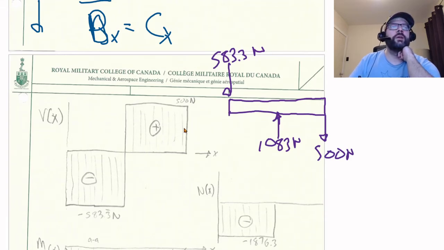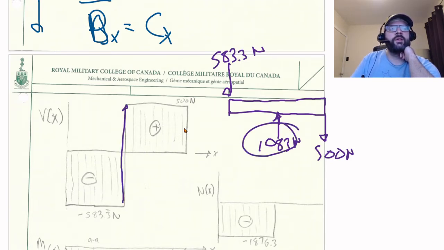So again, for a shear diagram, we start out with a negative 583 newtons. That continues for the first 300 millimeters, and then it jumps up when that 1083 newtons gets applied, up to 500 newtons, and that stays constant until you hit the handle, and then it jumps down.